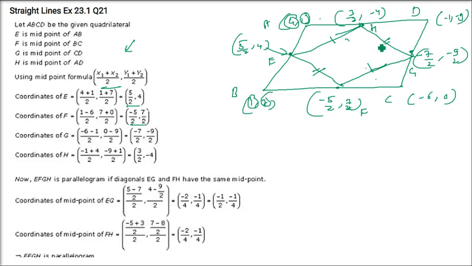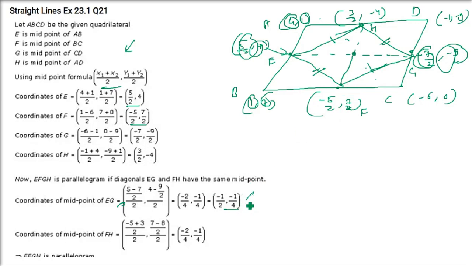Second solution is, in a parallelogram there is a speciality. The characteristic of a parallelogram says that if you make the diagonals, then these diagonals are going to intersect and they are going to bisect each other. That is, the midpoints of the diagonals are going to be the same. So again we are going to take the midpoint only. So now you take the midpoint of EG and FH.